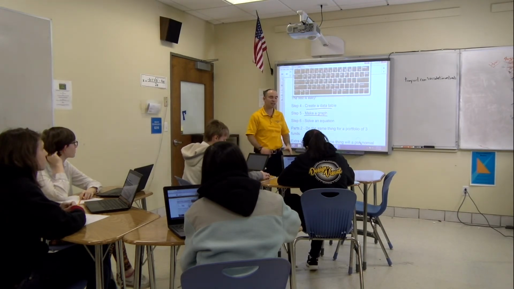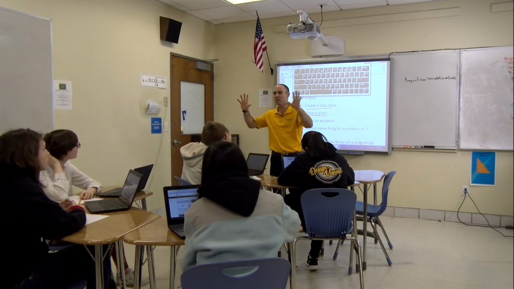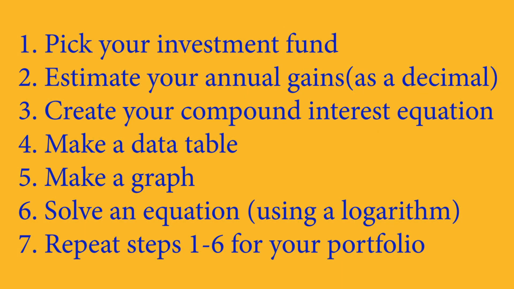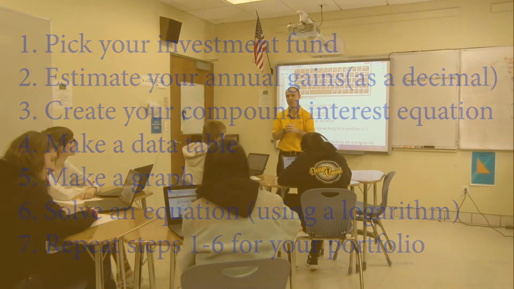But anyway, that concludes what we're doing. Do you guys have any final questions? All right, so we're going to get our data, which is just going to be, we're going to choose our funds that we're investing in. We're going to create our equation. We're going to make our data table. We're going to create our graph. And then we're going to figure out when this investment will be exactly worth $50,000, and we're going to do that for a few different scenarios.